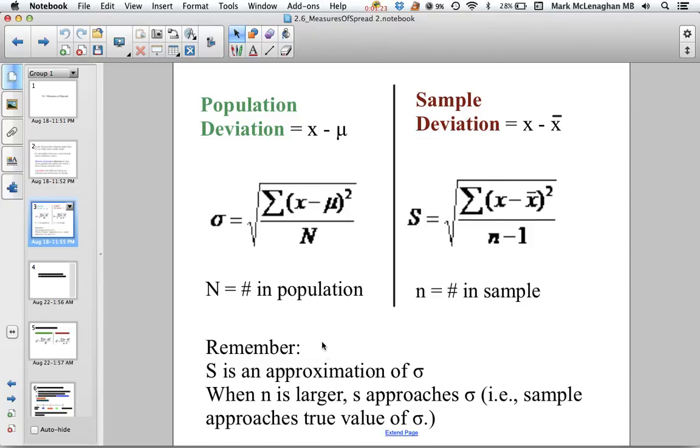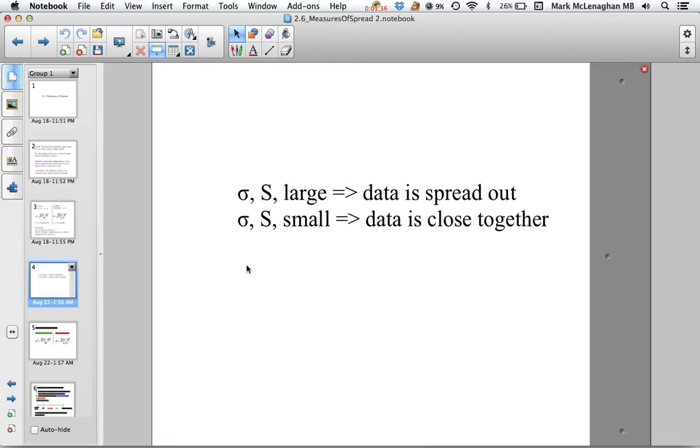Okay, so this is the formula. Basically, remember this is the sum of all the values minus the mean, squared, divided by how many there are, and then take the square root. So things to keep in mind: the larger the standard deviation is, the more spread out the data is. The smaller the standard deviation, the more closely together the data is.